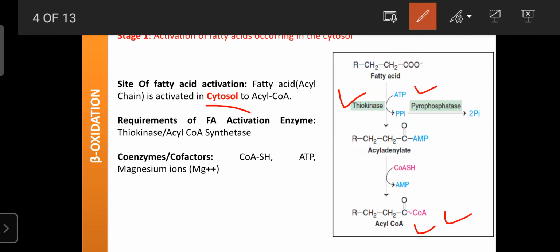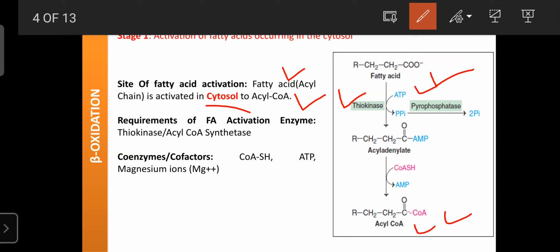Okay, so the thiokinase enzyme is responsible for the conversion of a fatty acid, that is the acyl chain, into acyl CoA. In the presence of the thiokinase enzyme, ATP is hydrolyzed. Two ATP molecules are required here for the activation of the fatty acids.